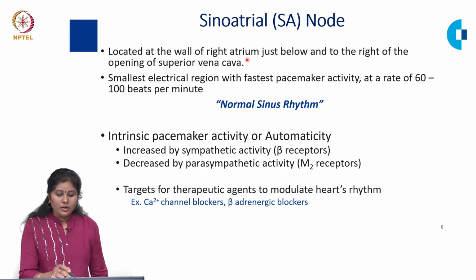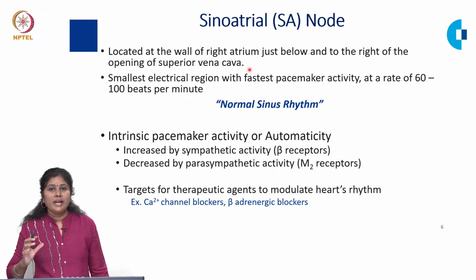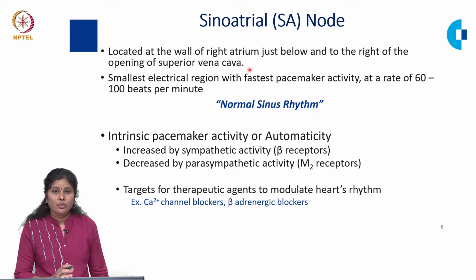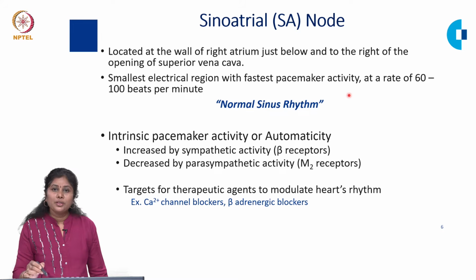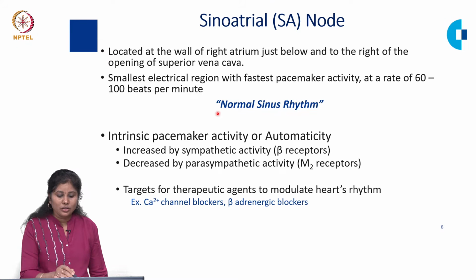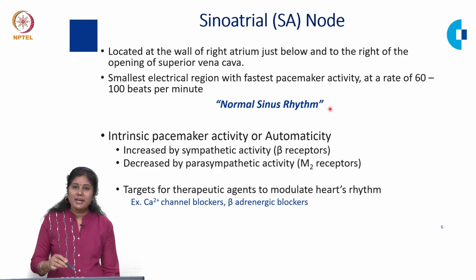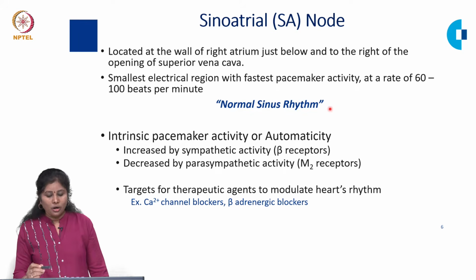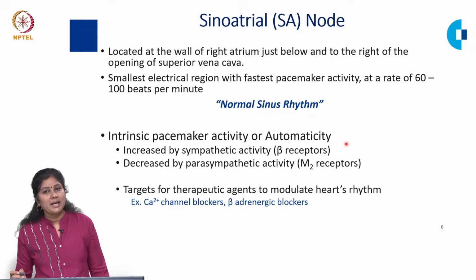Let us see the sinoatrial node. It is located at the wall of the right atrium, just below and to the right of the opening of the superior vena cava. When compared to the entire heart, this SA node forms the smallest electrical region, but it has got the fastest pacemaking activity at a rate of 60 to 100 beats per minute. The rhythm produced by the SA node is called normal sinus rhythm.